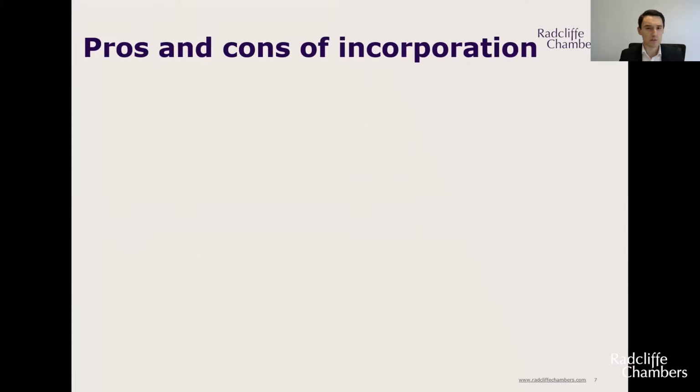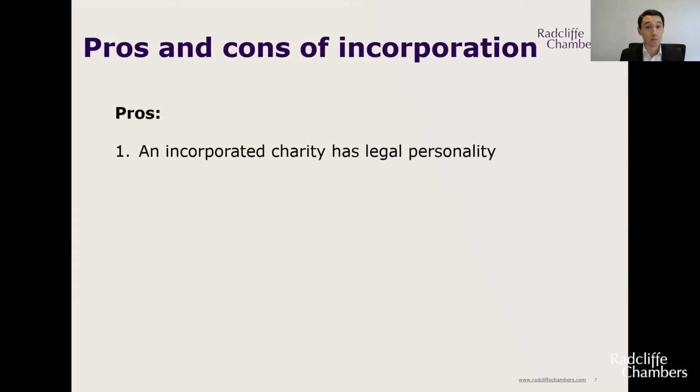So why are charity trustees doing this? Well, there are typically said to be two main benefits of incorporating a charity. Firstly, an incorporated charity has legal personality. That means the charity can contract in its own right and be liable for its own debts. So the trustees have less personal exposure because they're not necessarily signing contracts in their own name. This can be particularly important for smaller charities, where the trustees are concerned that the assets of the charity would be insufficient to indemnify them if something went wrong.